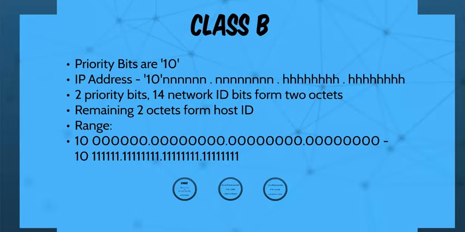Moving on to Class B, here the priority bits are 10. That is, the most significant 2 bits are considered as priority bits. The first 2 octets belong to the network portion. Though there are 16 bits in the network portion, the 10 is fixed, so only 14 bits can be varied, and the remaining 2 octets belong to the host portion. So the Class B IP addresses start from 10 followed by 30 zeros to 10 followed by 30 ones. If 10 is changed, the class of the IP address will change.